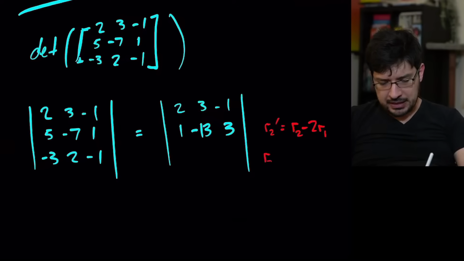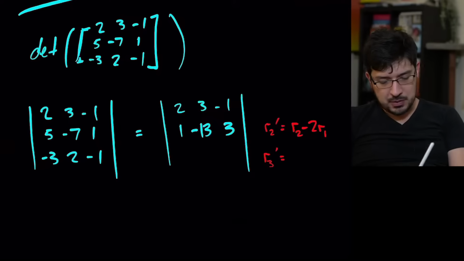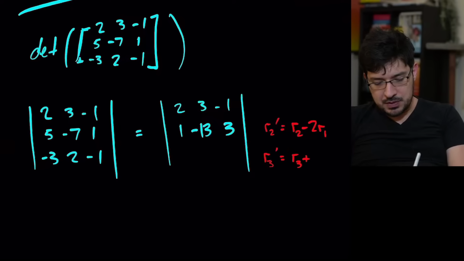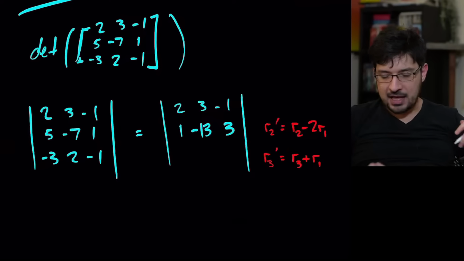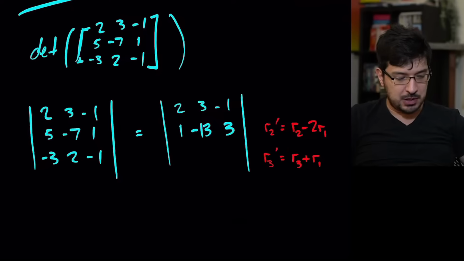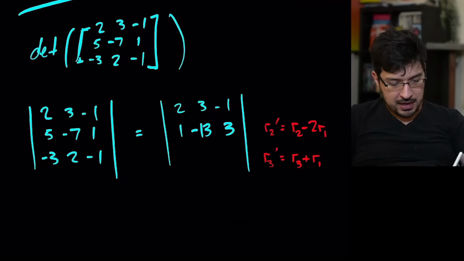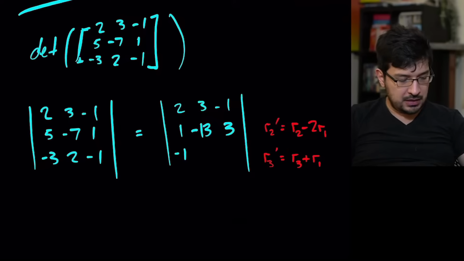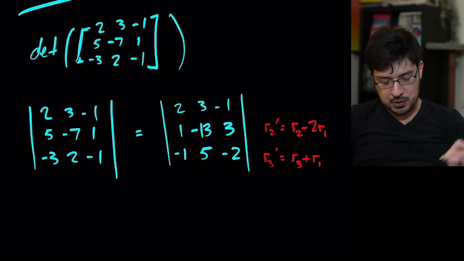Row 3 prime is, I'm going to add the first row to the third row. Row 3 plus row 1. So if I add the first to the third, then we have -1, 5, and -2.